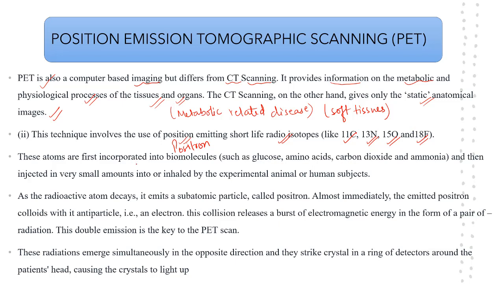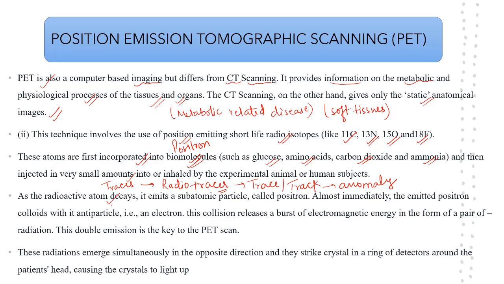These atoms are first incorporated into biomolecules such as glucose, amino acids, carbon dioxide, and ammonia, and then injected in very small amounts, traces, and that is why it is known as a radio tracer. Radio tracer means it will track down the anomaly or a particular difficulty. Either they are injected or they are inhaled by the experimental animal or human subjects.